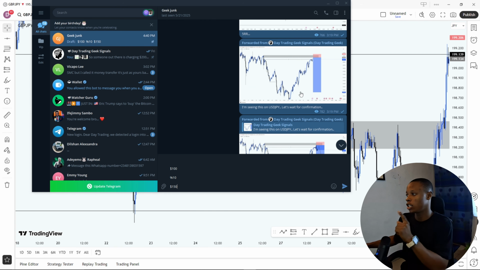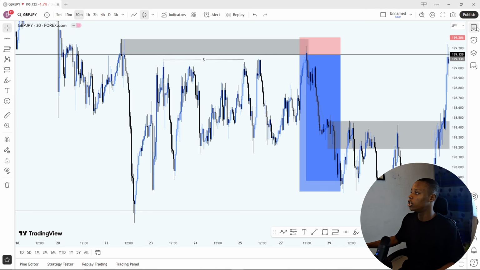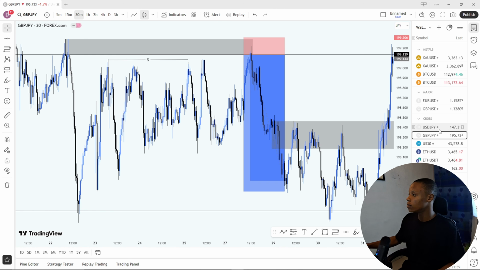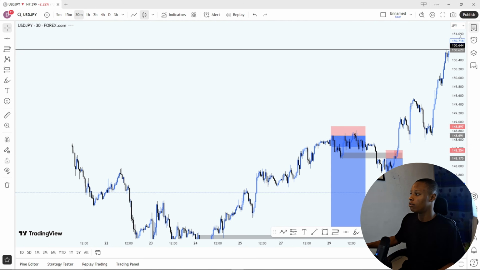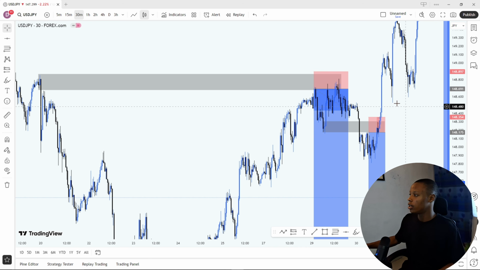On this very trade, I was expecting a sell, but before I took a sell, I was waiting for confirmation, which is a change of character, right? And this very trade did not go well that very day. This was it right here.